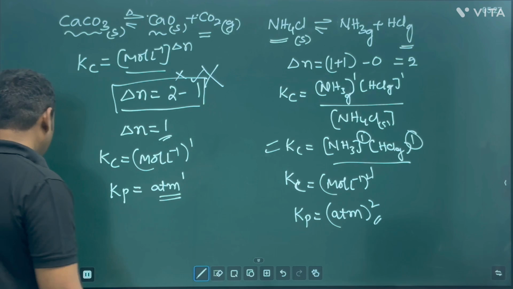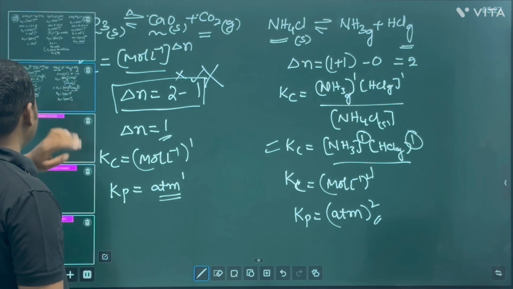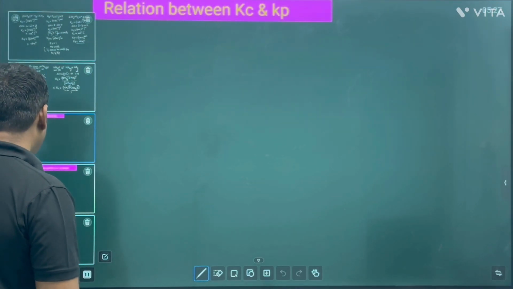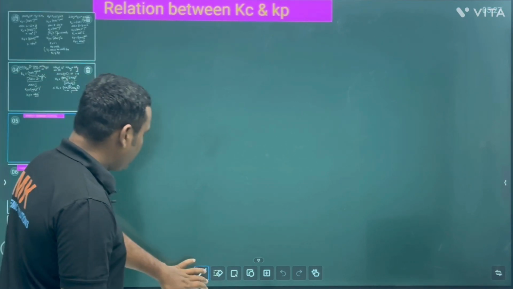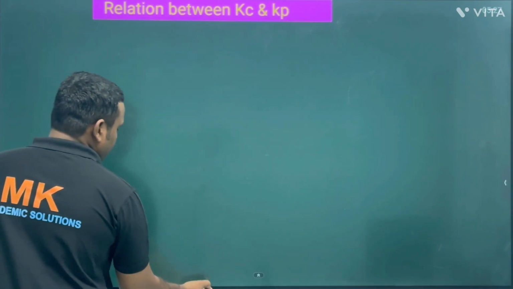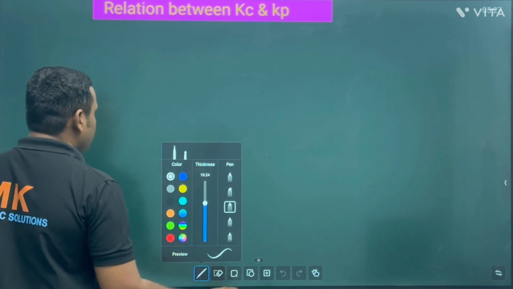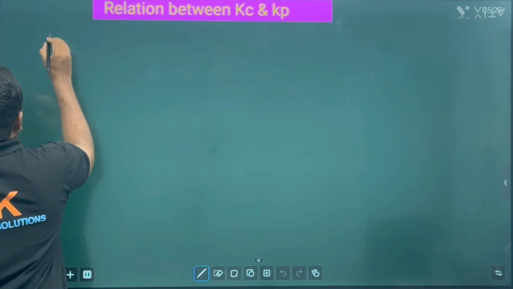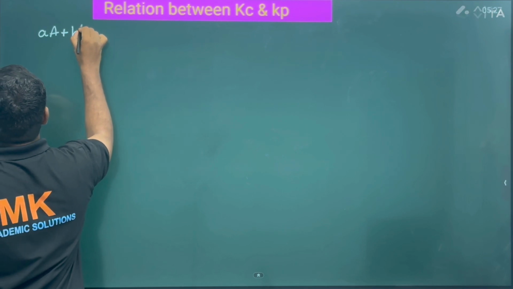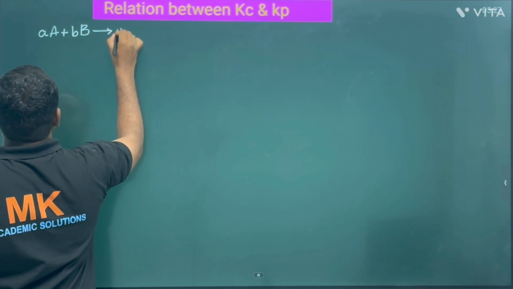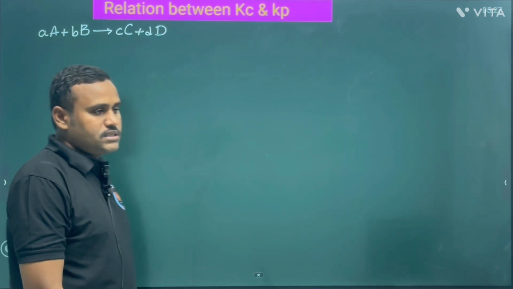Next we will see the relation between Kc and Kp. So what is the relation between Kc and Kp? Let's see the relation between Kc and Kp. Let us take a hypothetical reaction: a moles of A plus b moles of B gives rise to c moles of C plus d moles of D. This is the hypothetical reaction.